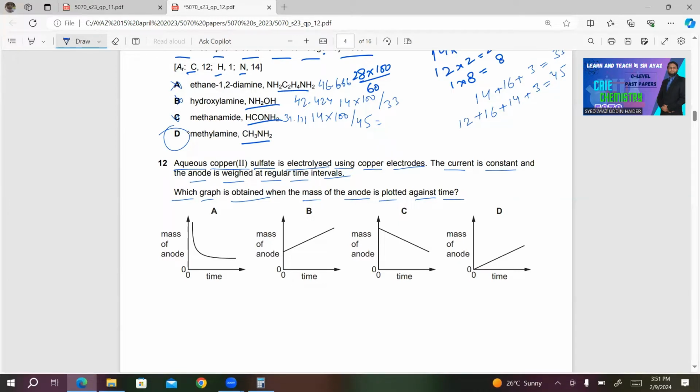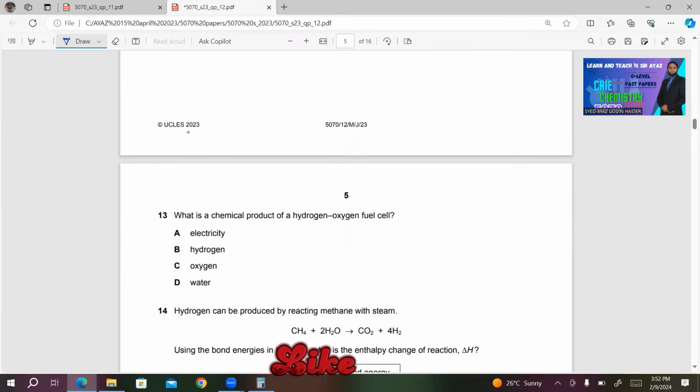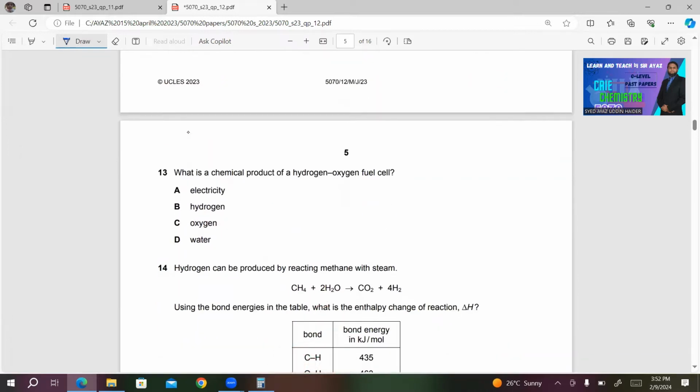The mass of anode does not become constant. So obviously choice A, B and D, they all are incorrect. C will be the right answer in this case. Number 13, what is a chemical product of a hydrogen oxygen fuel cell? So hydrogen oxygen fuel cell gives only water. So D will be the right answer in this case. All the other choices are incorrect.